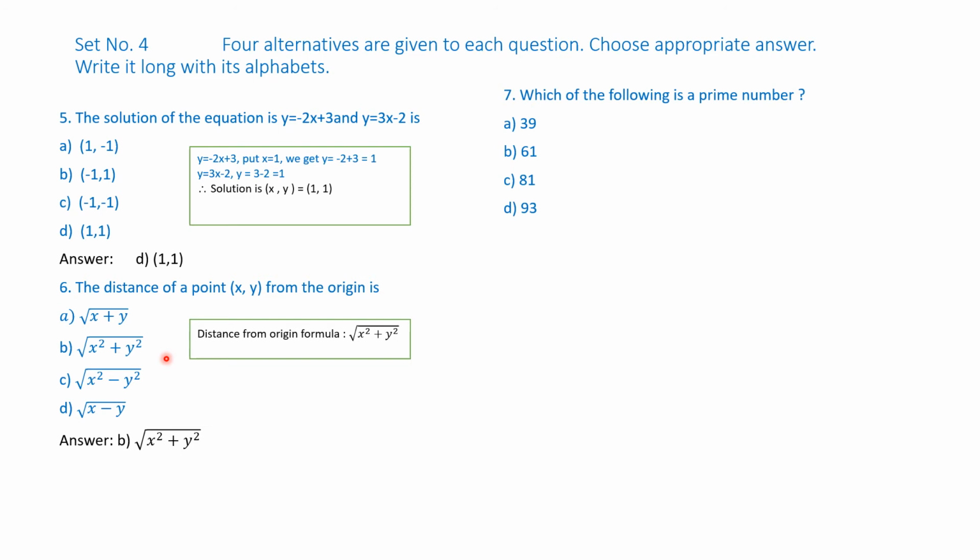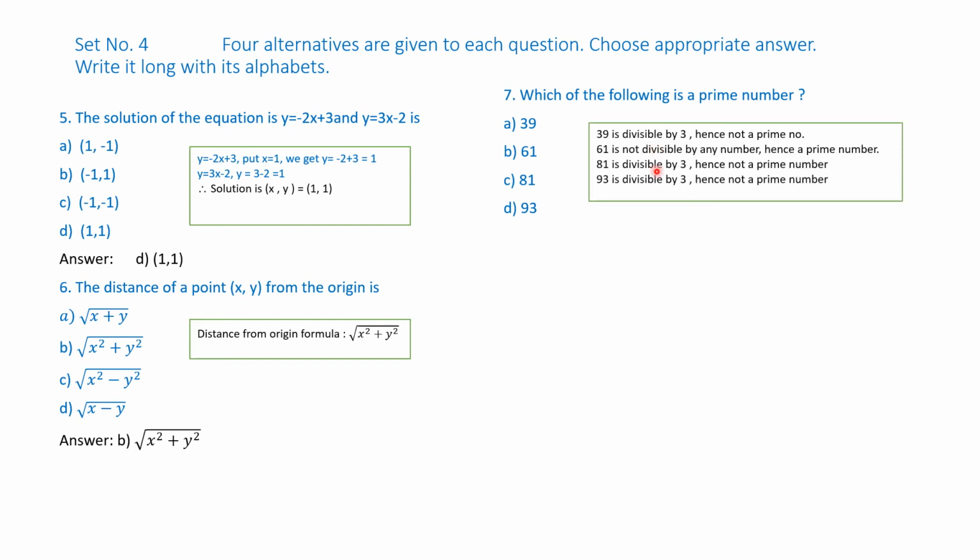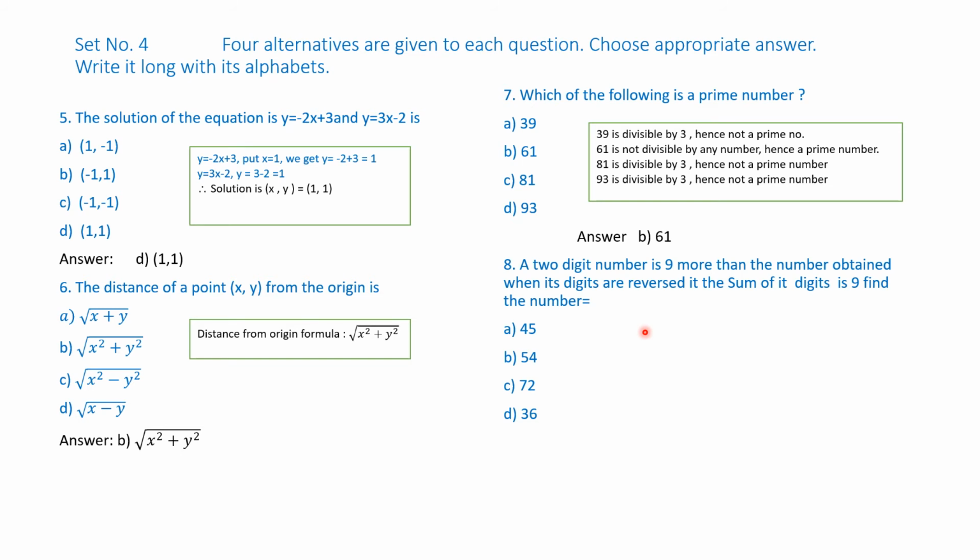Question number 7. Which of the following is the prime number? So 39 is divisible by 3, so this is not the answer. 61 is not divisible by any number. Therefore, 61 is the answer. All others are divisible by 3. Therefore, the answer is 61. B is 61.